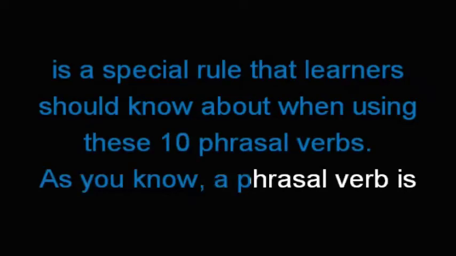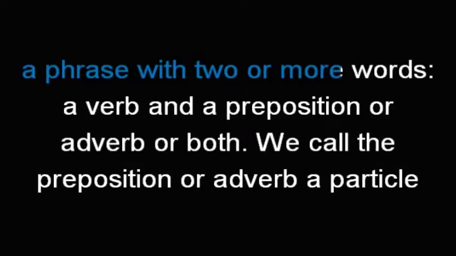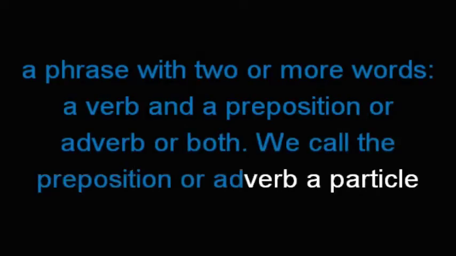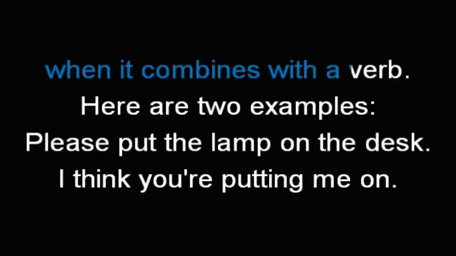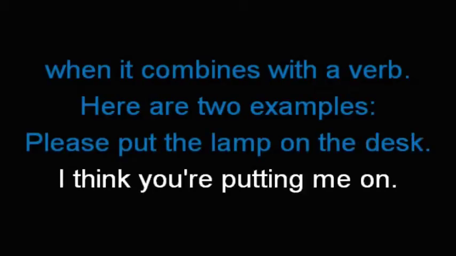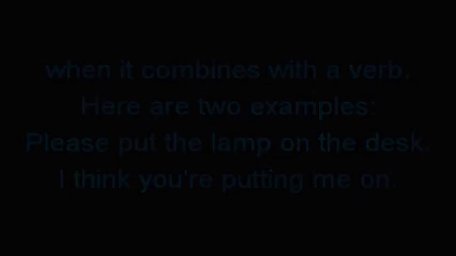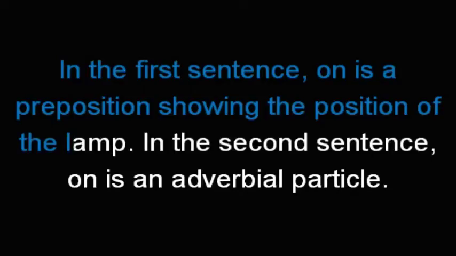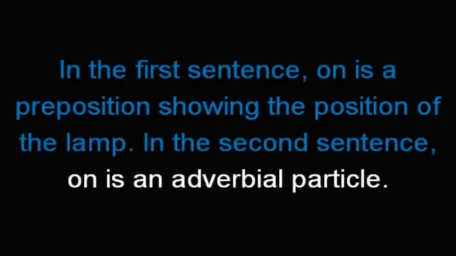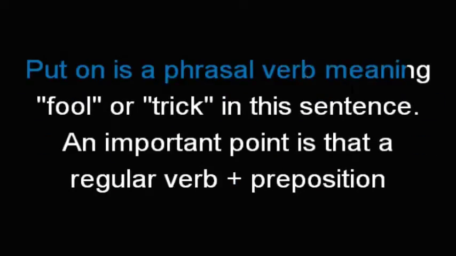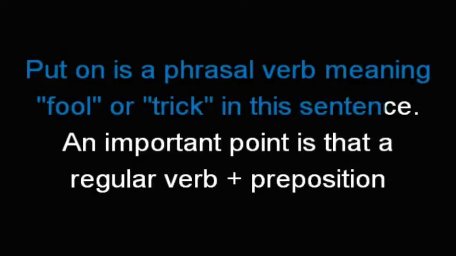As you know, a phrasal verb is a phrase with two or more words, a verb and a preposition or adverb or both. We call the preposition or adverb a particle when it combines with a verb. Here are two examples. Please put the lamp on the desk. I think you're putting me on. In the first sentence, on is a preposition showing the position of the lamp. In the second sentence, on is an adverbial particle. Put on is a phrasal verb meaning fool or trick in this sentence.